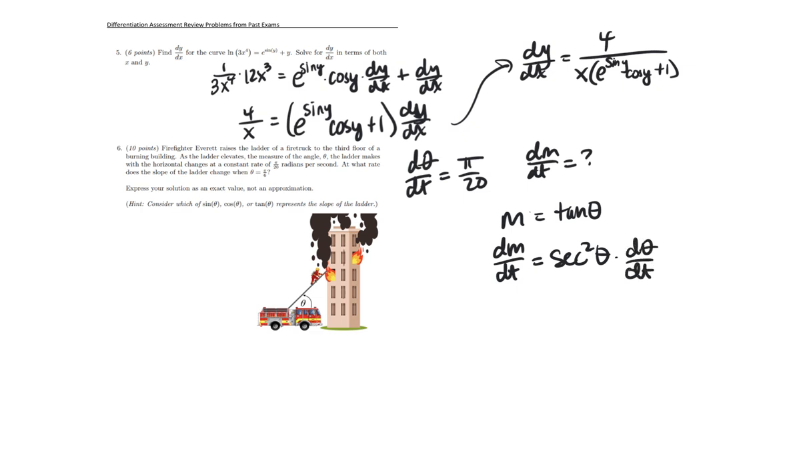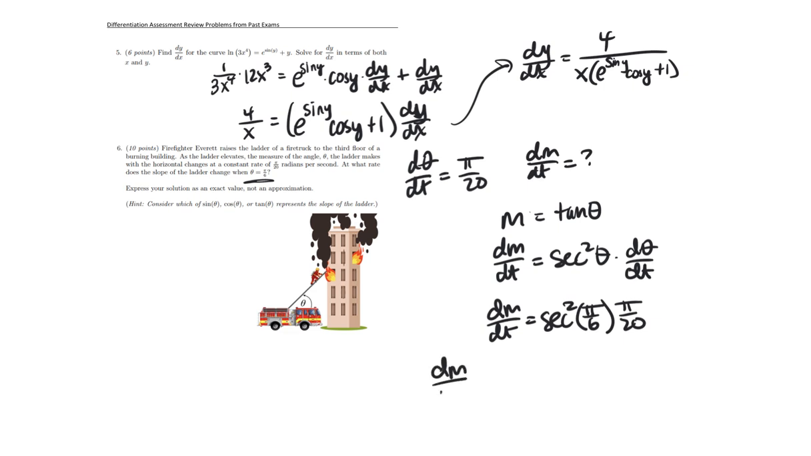Okay, and so then I can go ahead and plug in what I know. So I can say dm dt is equal to secant squared of pi over 6, because I want to evaluate this when theta equals pi over 6. D theta dt I know is pi over 20. And so I can plug that into my calculator. Now, to get the secant squared, I'm going to need to use 1 divided by cosine. So let me show you how to type this into your calculator.